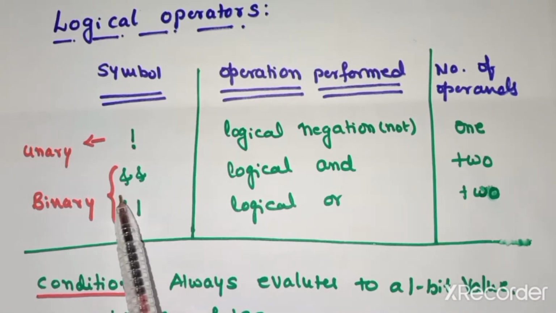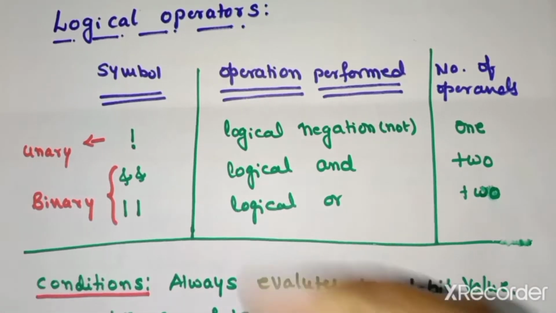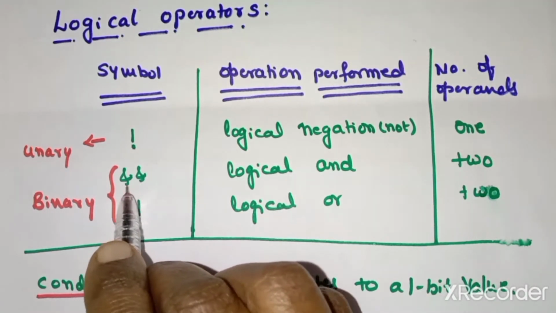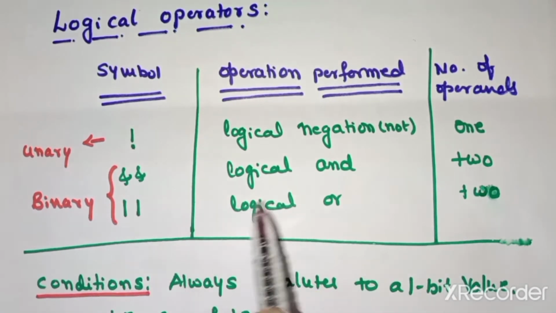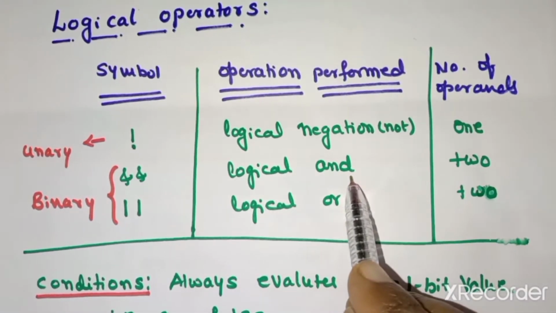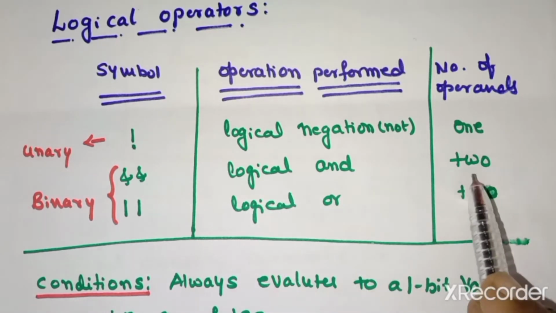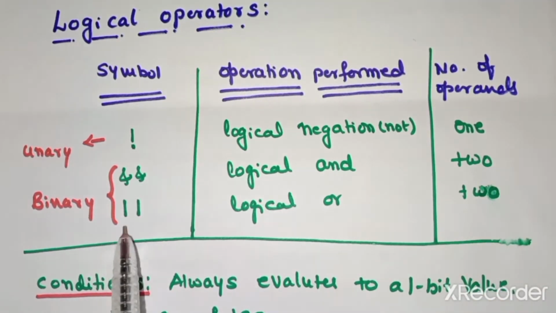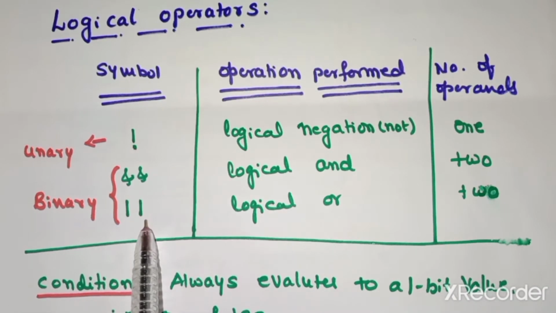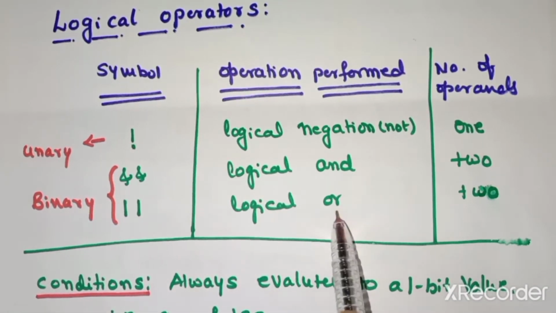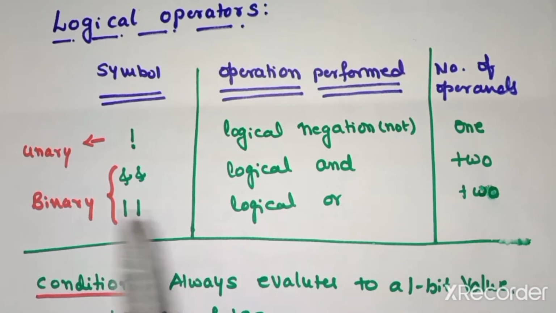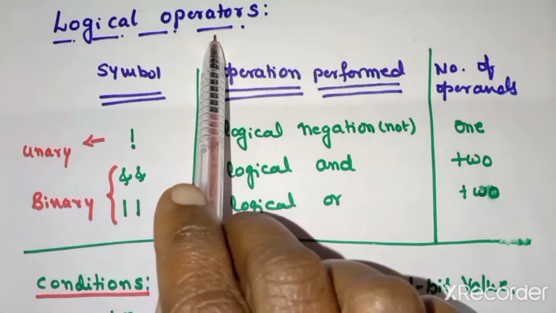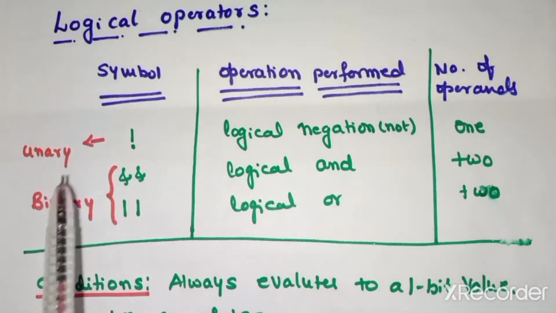The next one is the two ampersand signs, written as two ampersands. If we write two ampersands, it is called the logical AND. It requires two operands. And two vertical bars is called the logical OR. It also requires two operands.